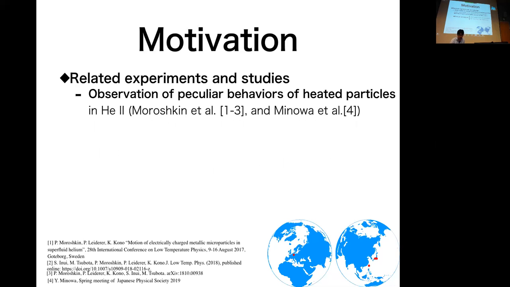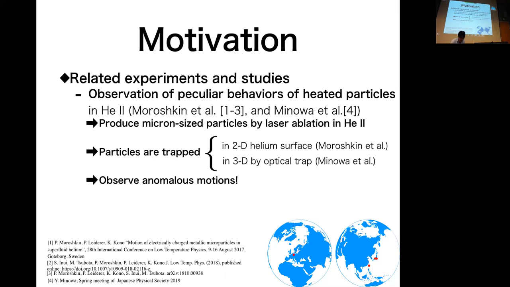And what they observed is the anomalous motion of the trapped particles. And we believe that the anomalous motion was caused by the interaction between vortices and the particle. Because the particle is heated by the means of trapping, it creates a spherical counterflow around it, and it makes the anomalous motions, we believe.